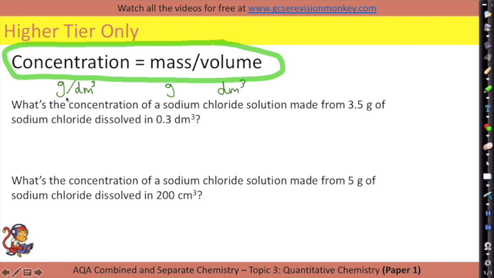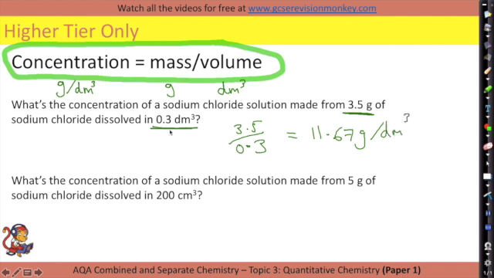If you remember the units, you'll remember they tell you that you need to do the substance that's in grams divided by the number that's in decimeters cubed. So for example, this question here, what's the concentration of a sodium chloride solution made from 3.5 grams of sodium chloride dissolved in 0.3 decimeters cubed? So in this case we do 3.5 divided by 0.3 and we get an answer of 11.67 grams per decimeters cubed.